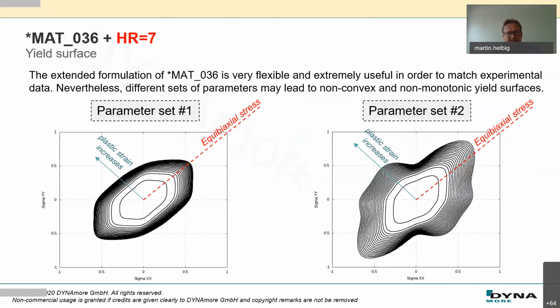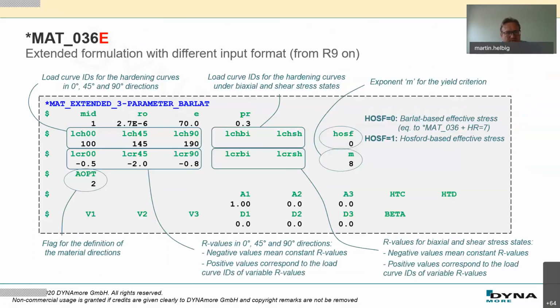And with this experience, DYNAmore or LSTC went on, and this MAT36E was developed, also together with Mr. Fleischer. This is an extended formulation with a different input format. It's available since LS-DYNA version R9. The big difference between this MAT36E and MAT36 is the Hosford parameter. This parameter here is the most important.